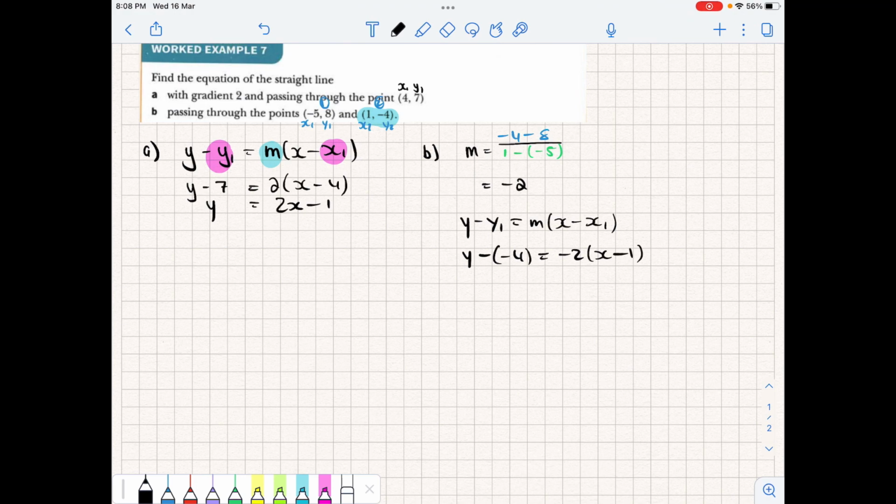So let's simplify. We're going to get y plus 4 equal to minus 2x plus 2. And so we can write this either as y is equal to minus 2x minus 2.